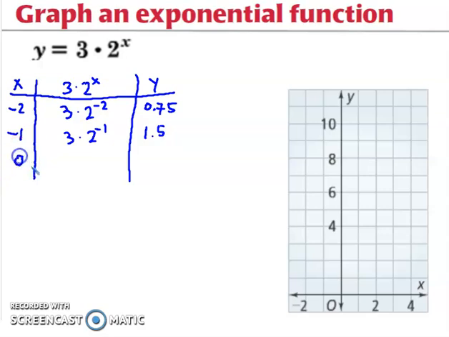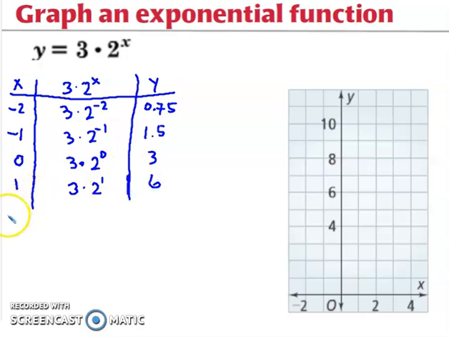Now 0. 0 would be 3 times 2 to the 0. 2 to the 0 is 1, times 3 is 3. And when the input is 1, we plug that into the expression 3 times 2 to the x. So that is 3 times 2 to the first power. And 2 to the first is 2, times 3 is 6.